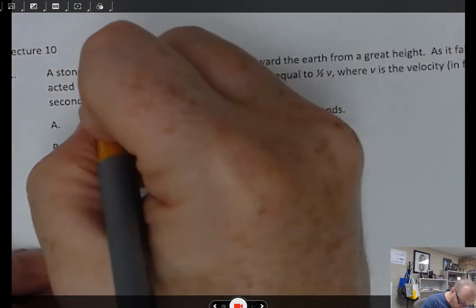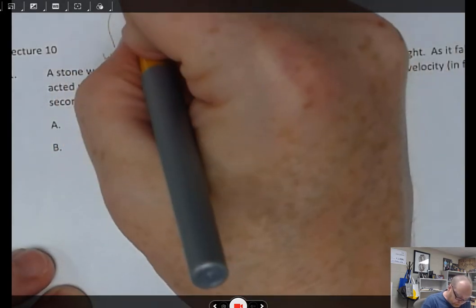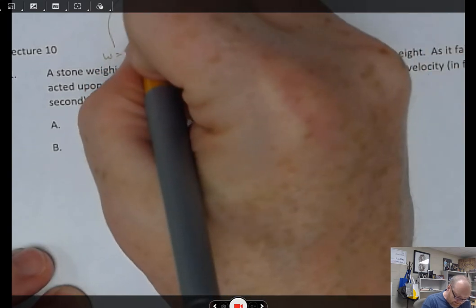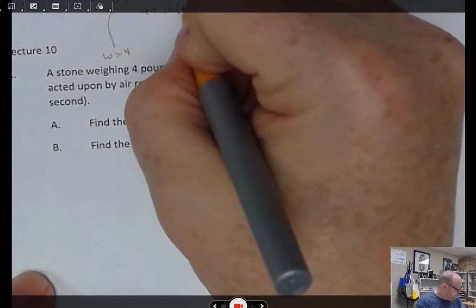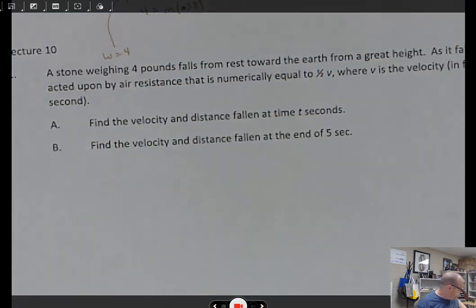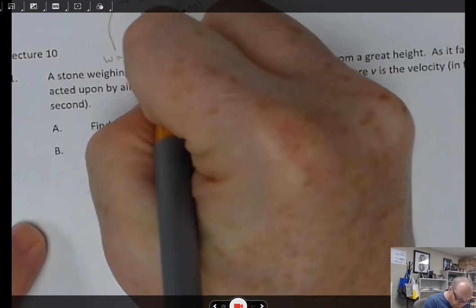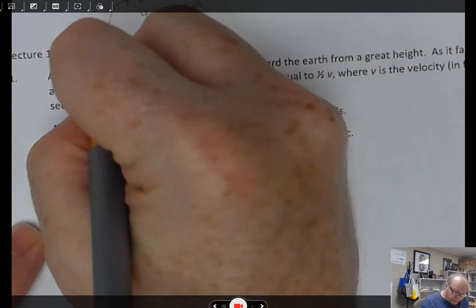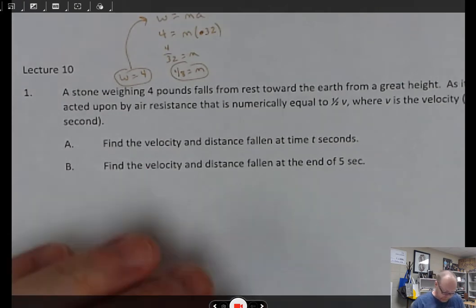A stone weighs, the weight is 4 pounds, which means its mass, I'm not going to worry about the sign there, that'll come into play in a moment. But its mass is 4 over 32, or 1/8. So a weight of 4 pounds is equivalent to a mass of 1/8. I believe the unit is slugs, but again, we're not going to worry too much about the units.